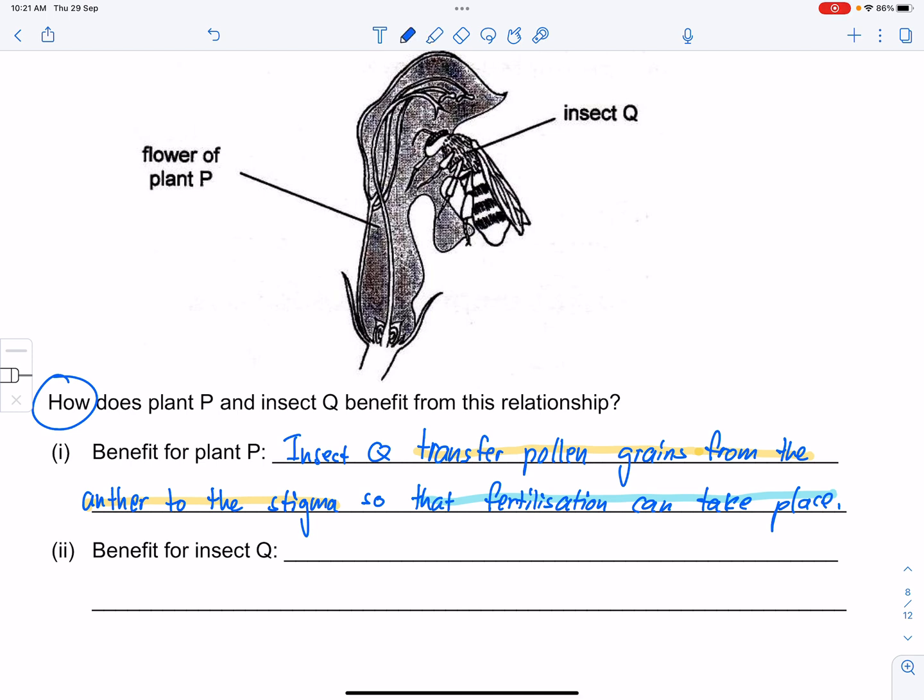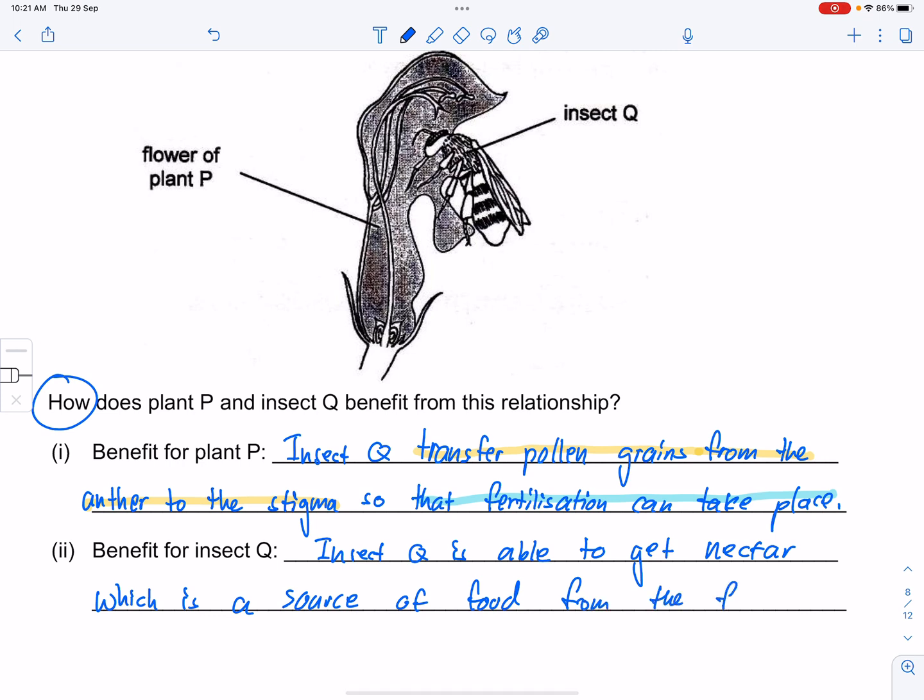Now, the benefit for insect Q is that it is able to obtain, okay, so insect Q is able to get nectar, which is a source of food from the flower. So if you just say that it is nectar, you will still get the marks, but I don't think it's very complete. You should also explain why is nectar beneficial to insect Q. It's because it is a food for them, right?